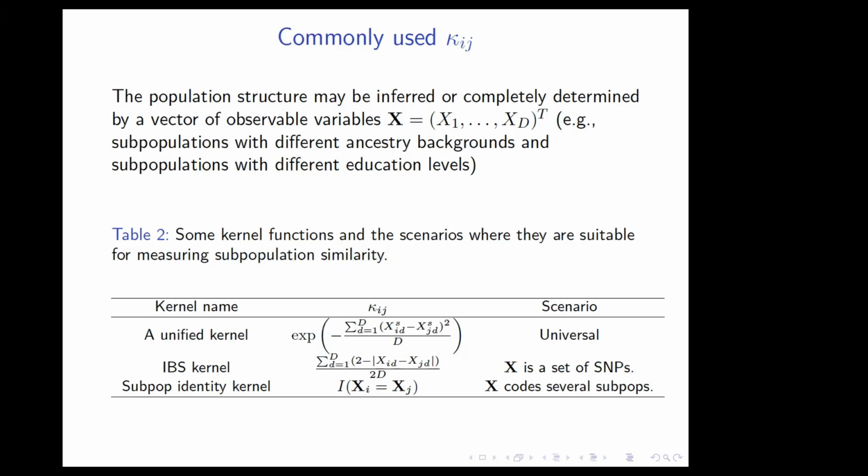So the subpopulation similarity, its choice depends on the subpopulation structure. In general, you can use this unified kernel to measure the subpopulation similarity. So in this unified kernel, XIDS is the standardized version of the D component in X. Then if your subpopulations are different genetic backgrounds, then you can use a set of SNPs to represent genetic backgrounds. And in that situation, you can use the IBS kernel to measure the subpopulation similarity. If the subpopulations are observable subpopulations, and X is a vector of dummy variables coding the subpopulation, then you can use this subpopulation identity kernel to measure the subpopulation similarity.